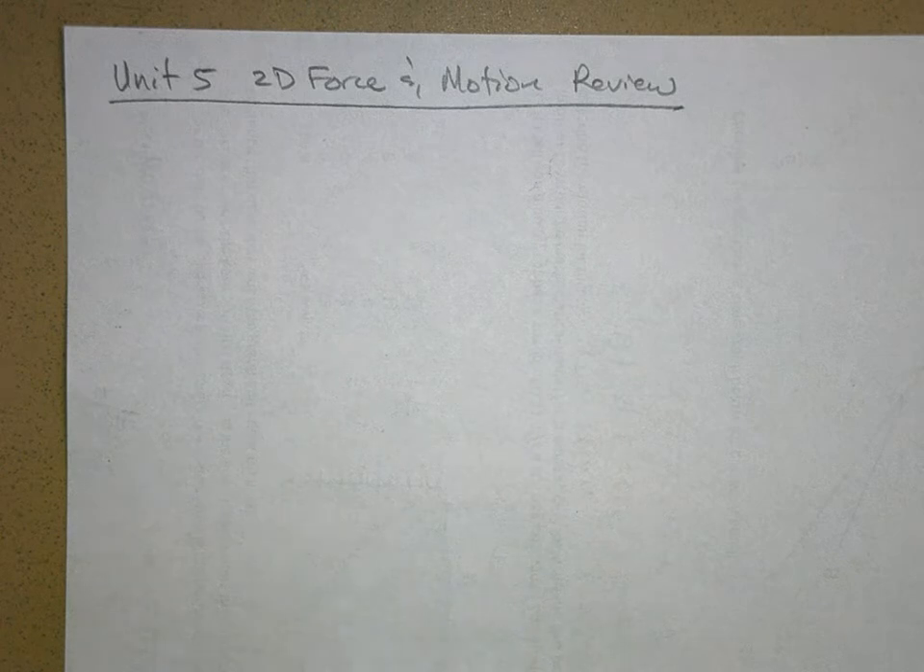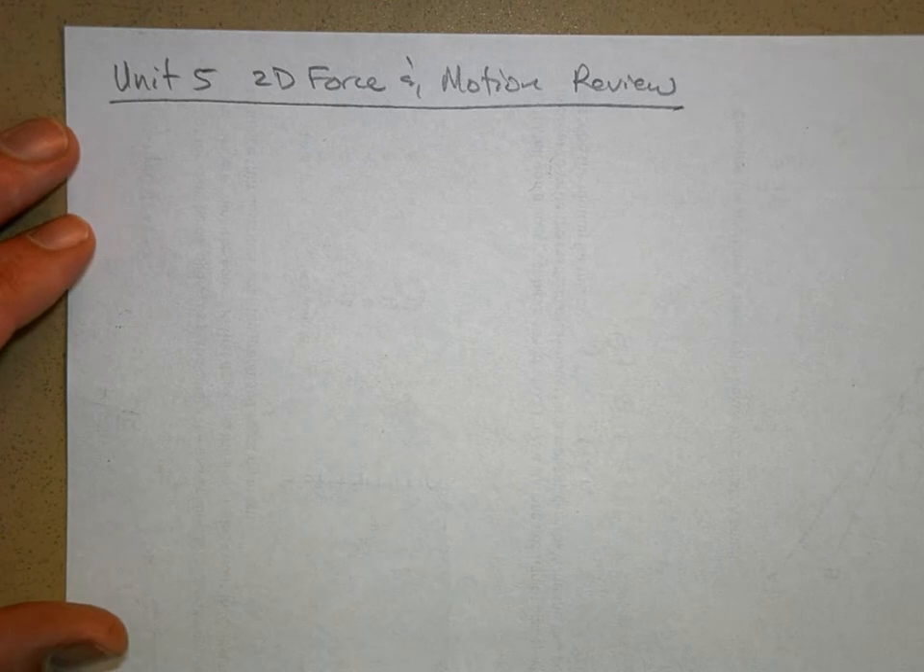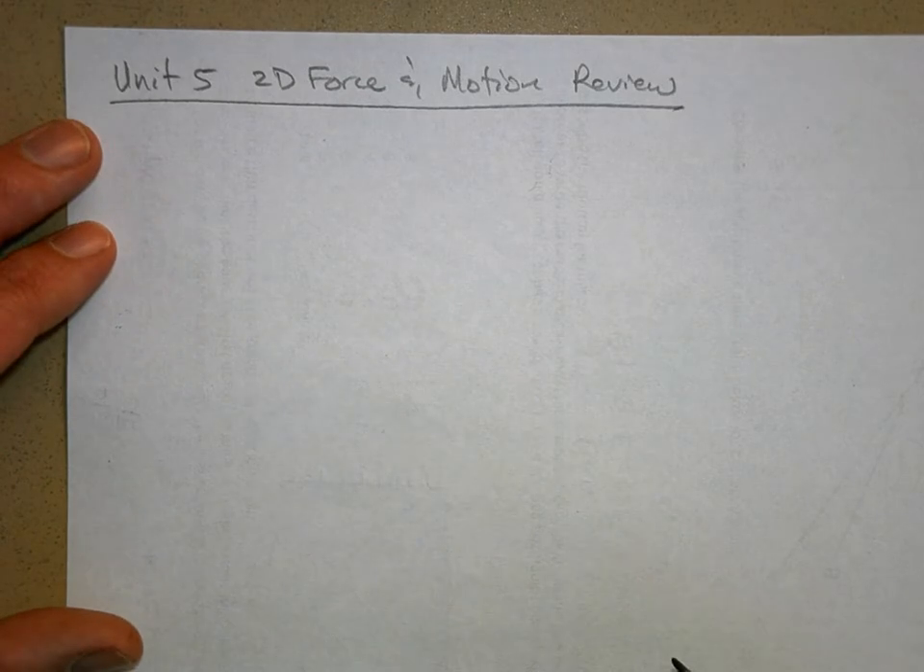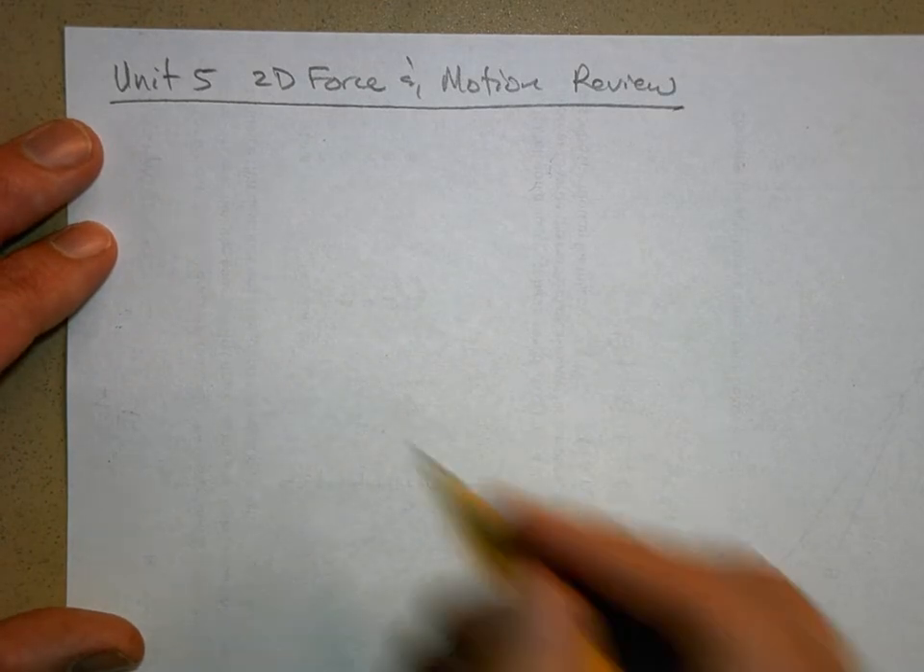Okay, so let's review Unit 5, 2D force and motion. Like in the last unit, we dealt with forces, but all the forces lined up with the x and y axis. So, you're going to have two types of problems here. You're going to have a hanging sign problem.